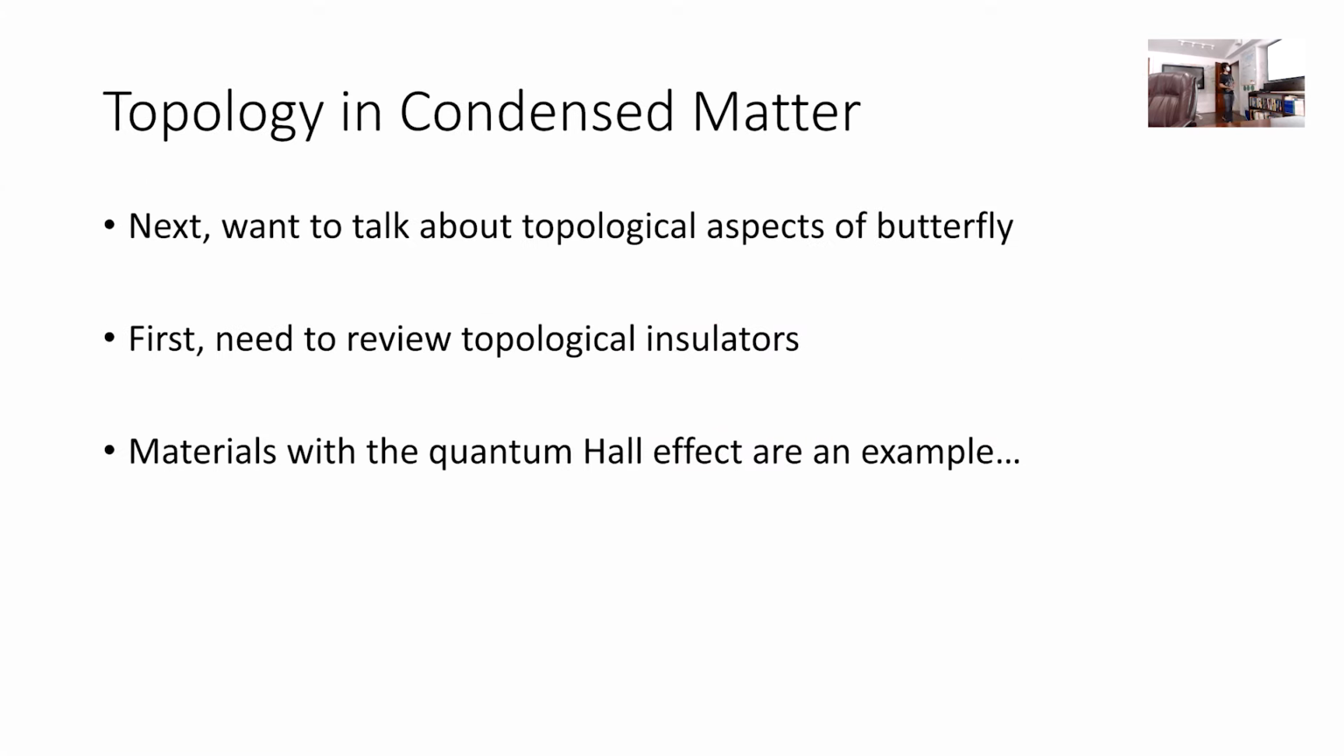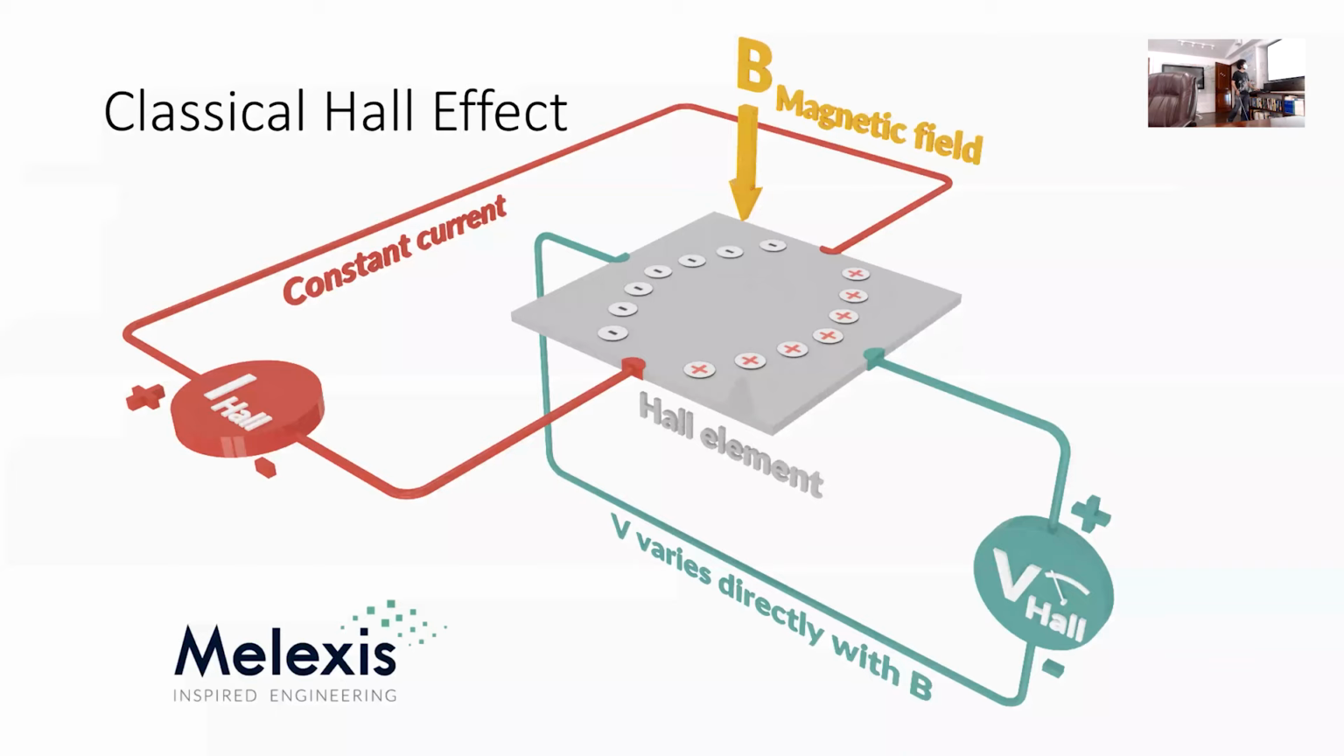For the rest of the talk, I'm going to go through some of the fundamental physics concepts that go into the topological aspects of condensed matter. I'm not going to fully connect it to the butterfly, but I want to provide that introductory material and review some aspects of topological insulators and talk about the quantum Hall effect, which is an example of a topological insulator. And then briefly suggest how some of this stuff is related to the butterfly, but then save that for the next talk.